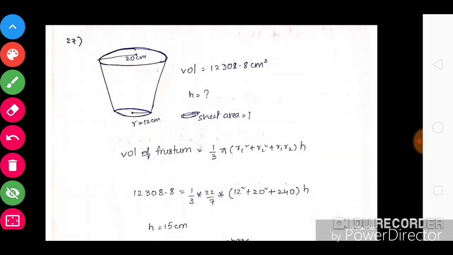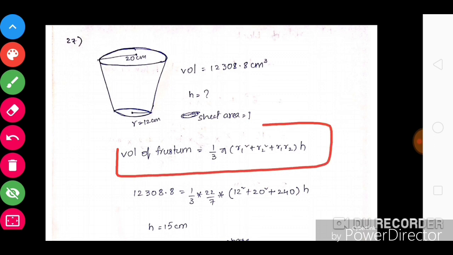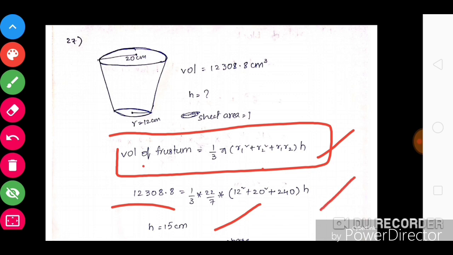Bucket volume, we can directly use the volume of frustum formula: 1 by 3 into pi into r1 square plus r2 square plus r1 r2, into h. So all are given. We have to find h. Volume of frustum is given on this side. So here the only unknown is h. So we can find h.